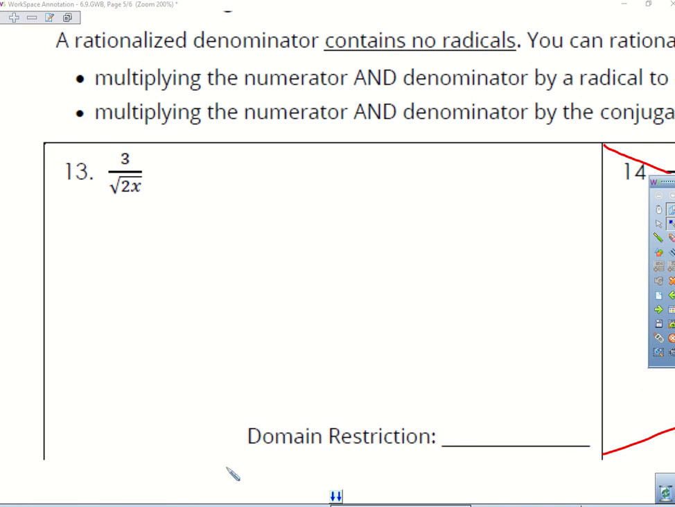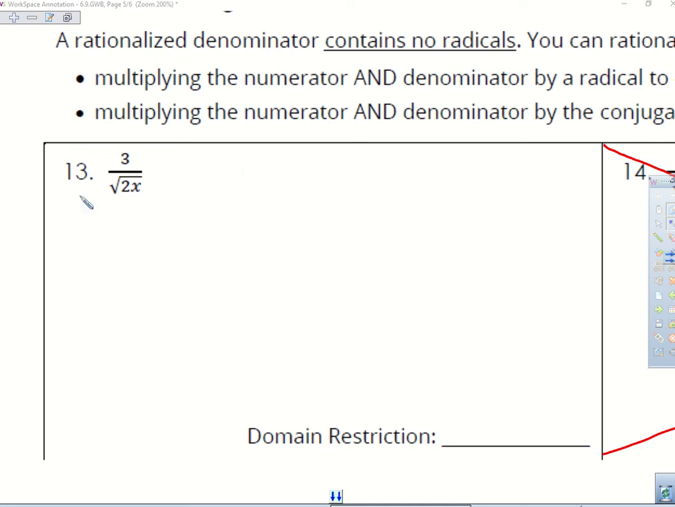So, now we're going to talk about rationalization. Rationalization is a process that allows you to get a radical out of the denominator. So if you're asked to rationalize, or they want your answer in rational form, you need to do this procedure. There's 2 versions of this procedure. We're going to learn about both.